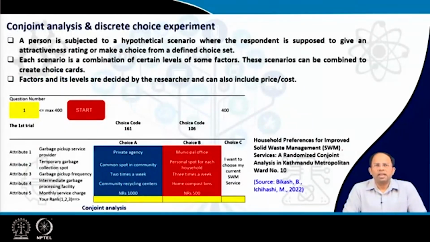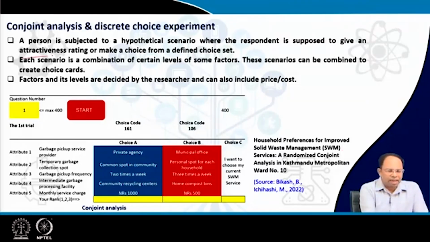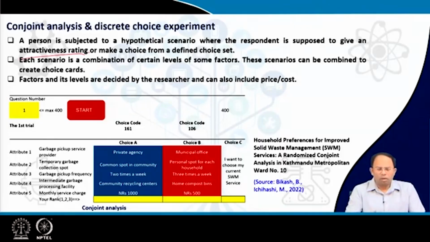Now, coming to conjoint analysis and discrete choice experiments, these are very interesting. There are a lot of similarities. In both cases, a person is subjected to a hypothetical scenario where the respondent is supposed to give an attractiveness rating or make a choice from a defined choice set. So, in case of conjoint analysis, I can give a set of options to a person and ask what is his rating for that, how attractive is that particular service. So that's called a conjoint analysis.